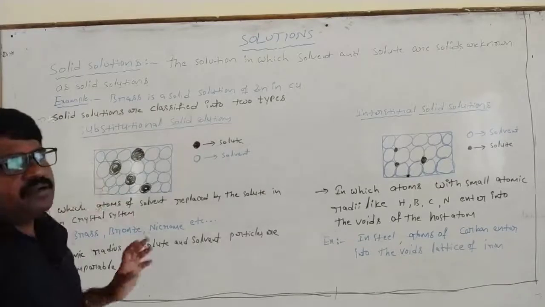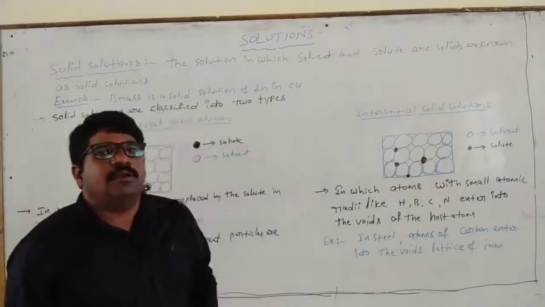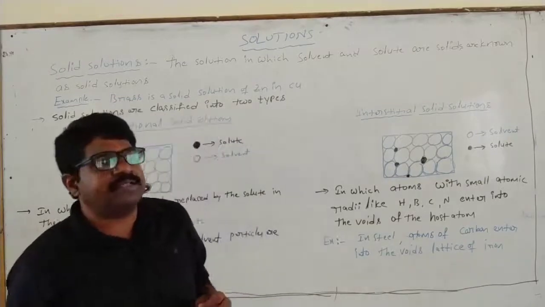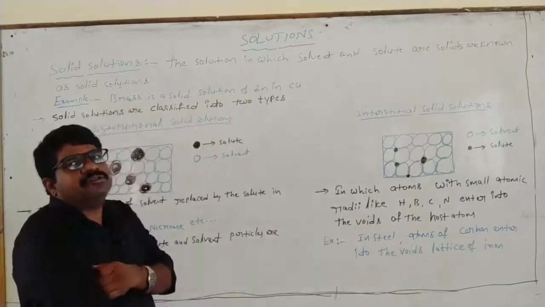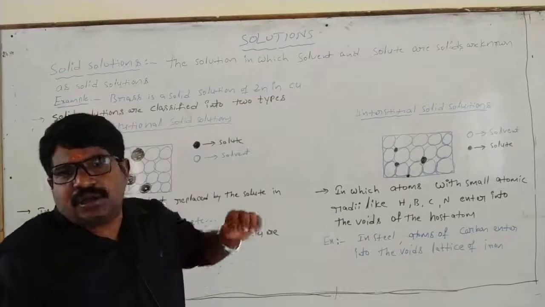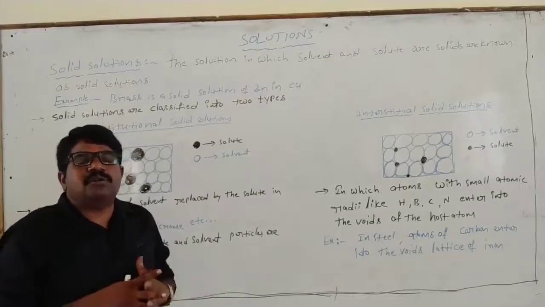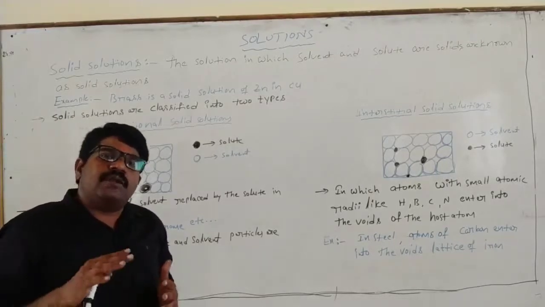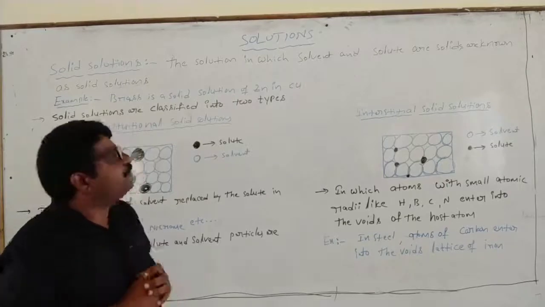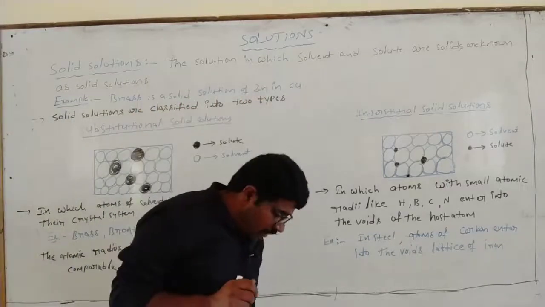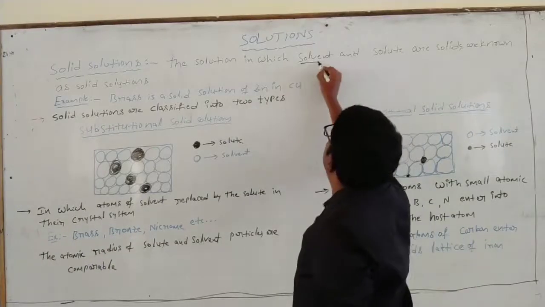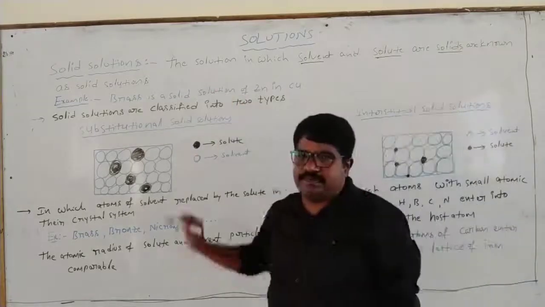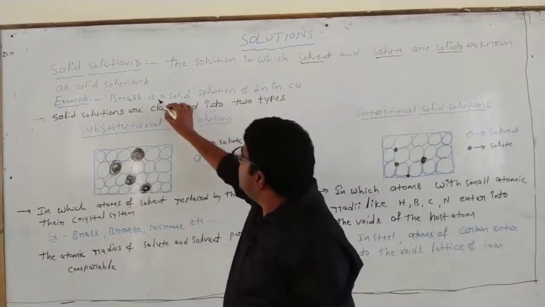So what do solid solutions mean? As we said yesterday, the solutions in which solute and solvent both are in solid state are called solid solutions. Examples are brass, bronze, and all types of alloys. Right, so the solutions in which solvent and solute are both solid in state are known as solid solutions.